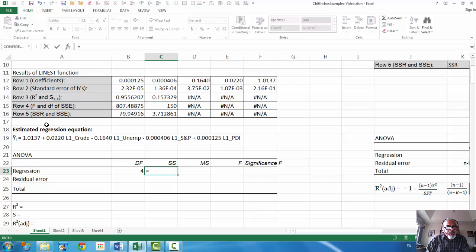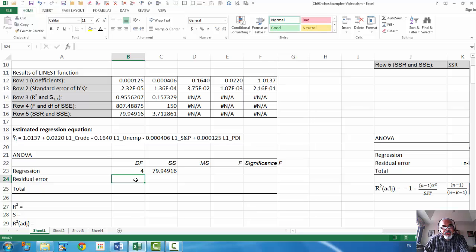And then the sum of squares of regression is in row 5, and that is SSR. The first one is SSR. Now for residual error, the degrees of freedom is here, the degrees of freedom of SSE. And SSE is in the 5th row, the second number. So that's our SSE. Now we have everything we need to complete the ANOVA table.